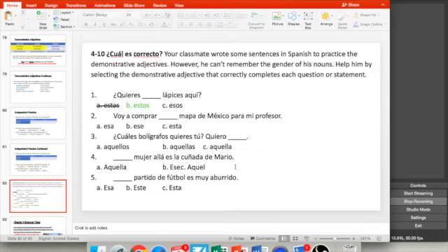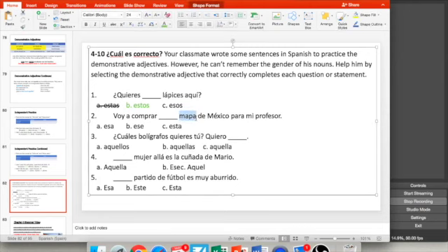Number two, voy a comprar blank mapa de México para mi profesor. I'm going to buy blank map of Mexico for my professor. Well, we know that mapa in this case, map in Spanish, is actually masculine. It is el mapa, not la mapa. So we can automatically, just based on that, cross out the C and the A to say, hey, I'm going to buy that map, ese mapa de México para mi profesor.